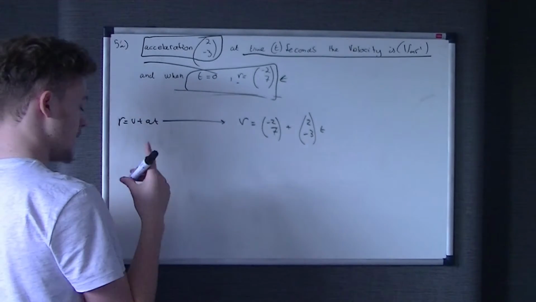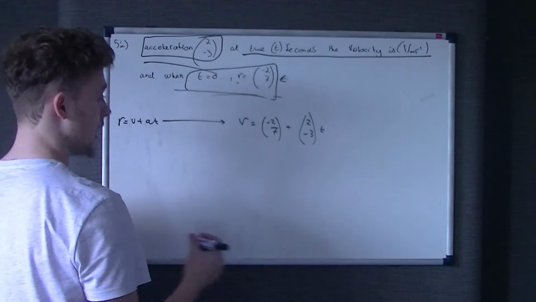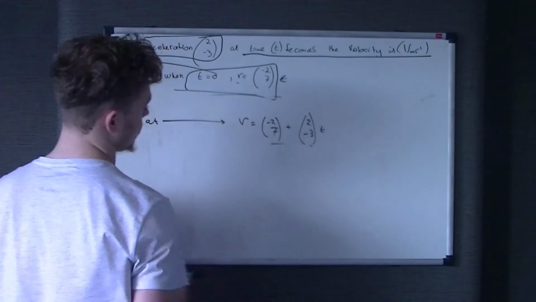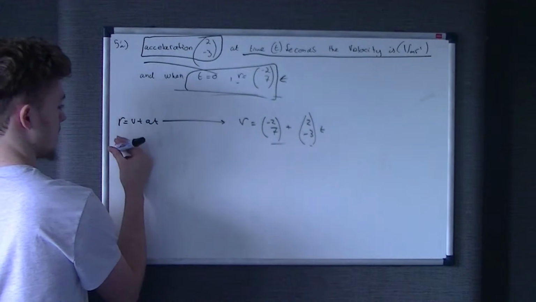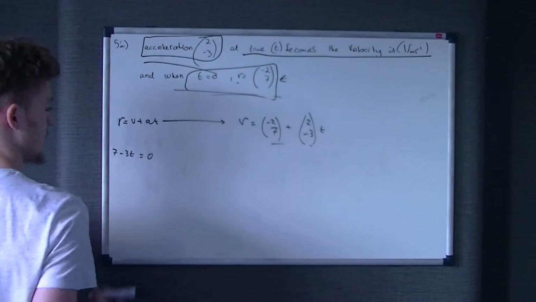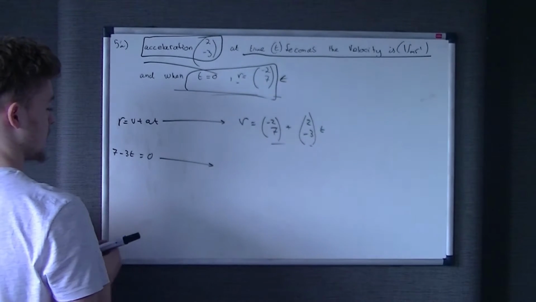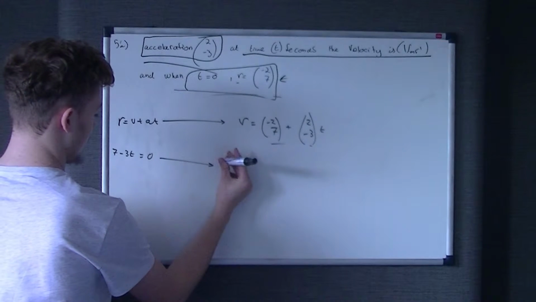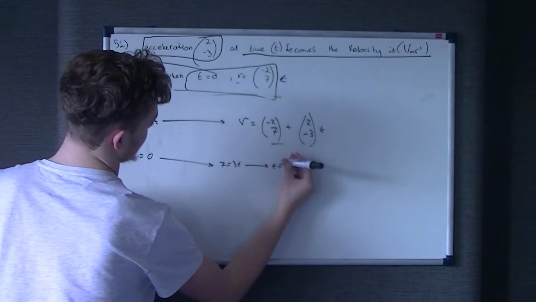But now we know, as I said, that it's parallel to the i part of this coordinate, so the j coordinate must be 0. The j part of this position vector is 7 take 3t, and that is the j component, which equals 0 because it's parallel to the i-axis, or the x-axis. So 7 take 3t equals 0, so 7 equals 3t, so t equals 7/3.